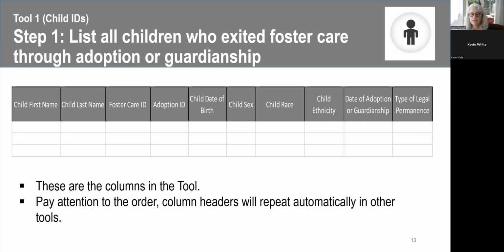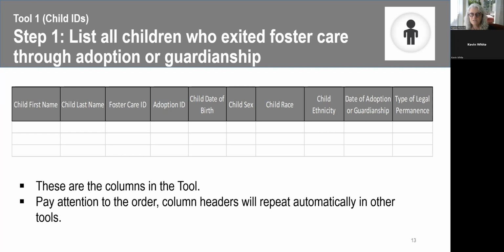The first columns are the child's first and last name, followed by their foster care ID and adoption ID, the child's date of birth, sex, race, and ethnicity, the date of adoption or guardianship, and finally, the type of legal permanence, adoption or guardianship.